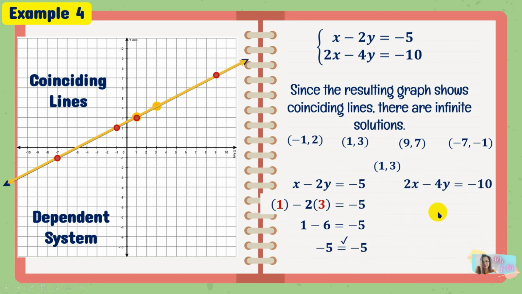On the second equation, we have 2x minus 4y is equals to negative 10. Substitute the value of x, which is 1, and then y, which is 3. 2 times 1 is 2. 4 times 3 is 12. Then, 2 minus 12 is negative 10. Again, it satisfies the second equation, also the first equation. That is why 1 and 3 is one of the many or infinite solutions for this system of linear equation.